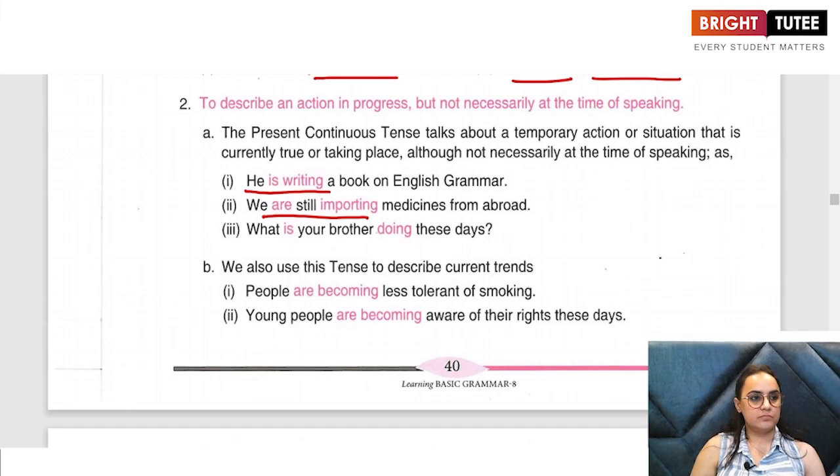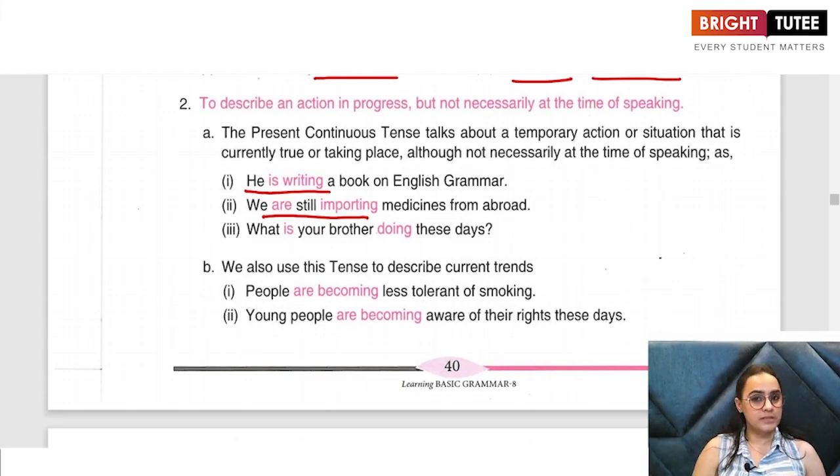If I give an example from day-to-day life, we are still dealing with the COVID pandemic. Right? This is a present scenario that we are describing. So such situations are always described using the present continuous tense.